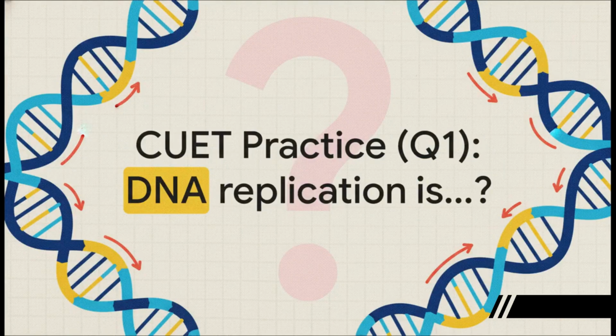Okay, time to practice. Question 1 is a straightforward MCQ. DNA replication is A, B, C, or D. Pause if you need to. And the correct answer is, of course, C, semi-conservative. We know this because each new molecule saves, or conserves, one of the original strands.